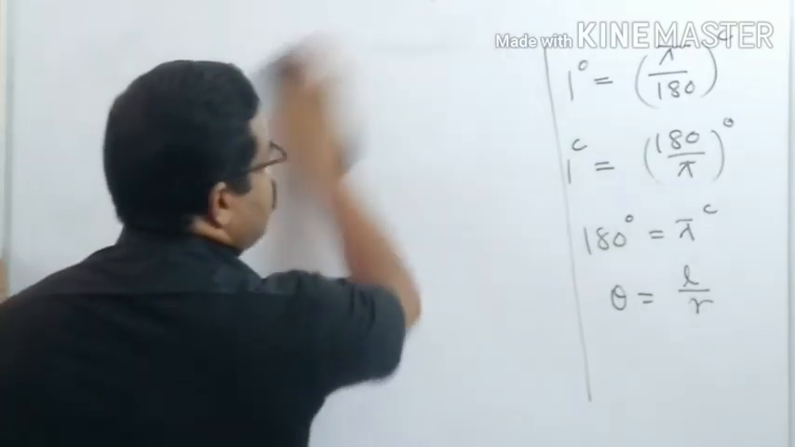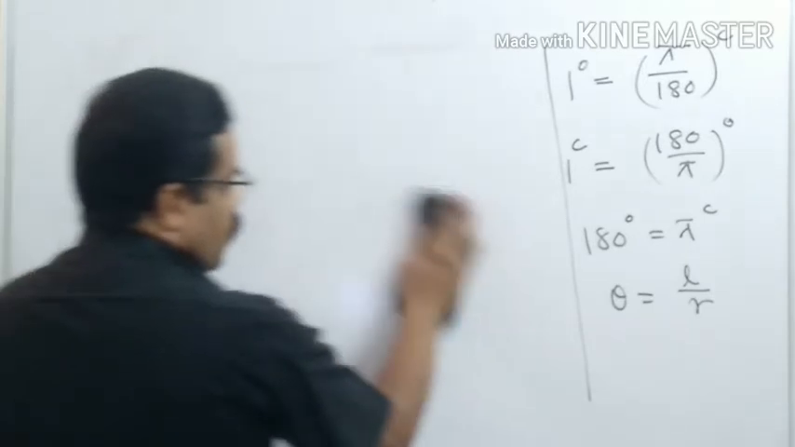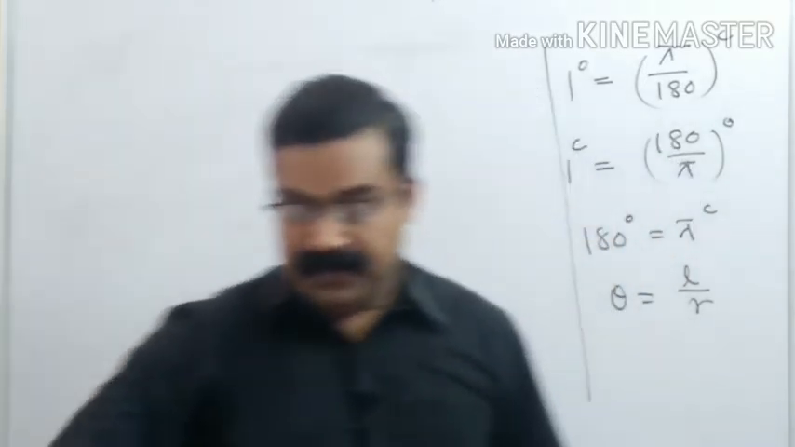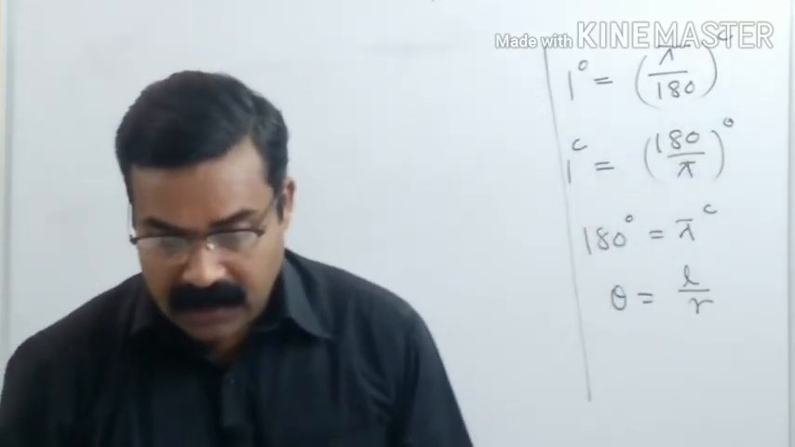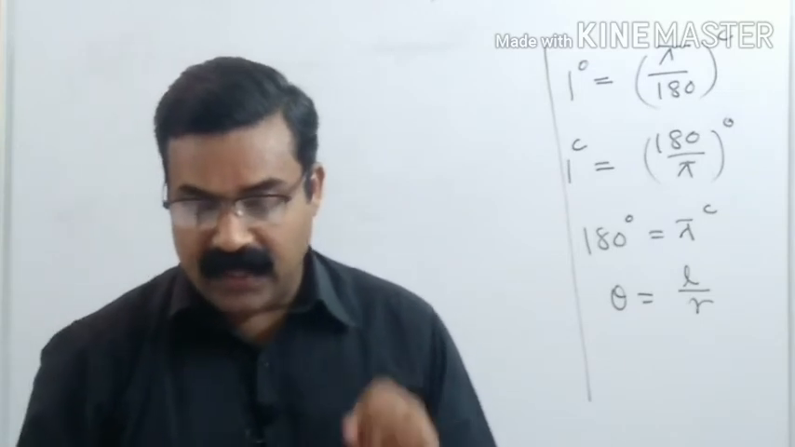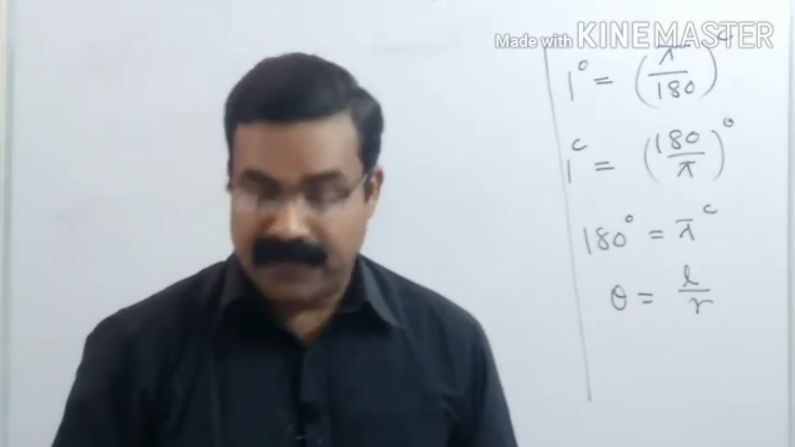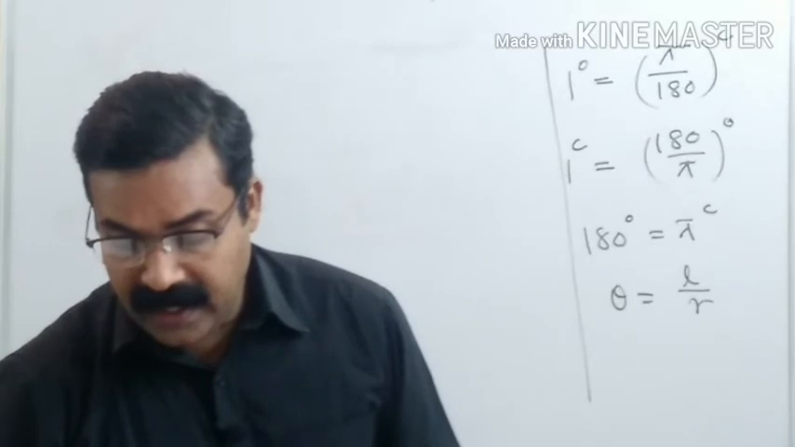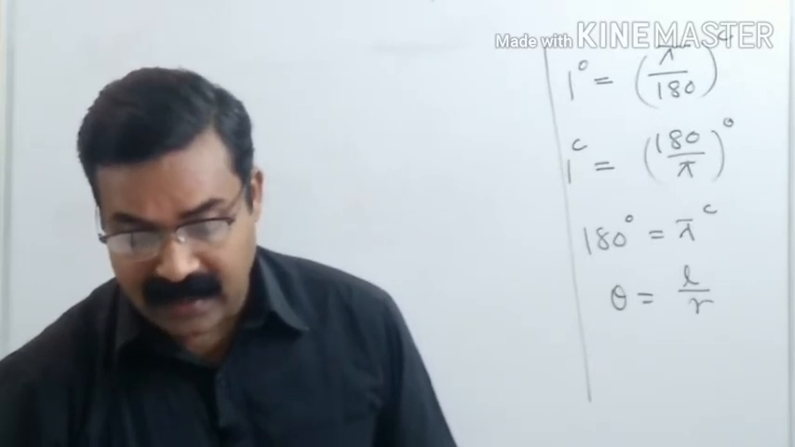So what is our next question? So question number 3. Question number 3 is, a wheel makes 300 revolutions in 1 minute. Through how many radians does it turn in 1 second?